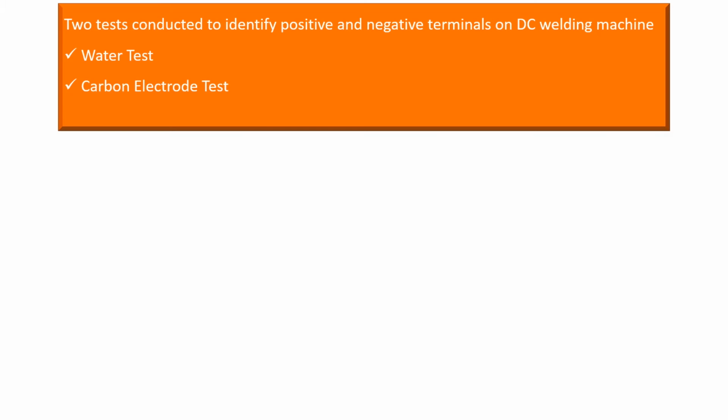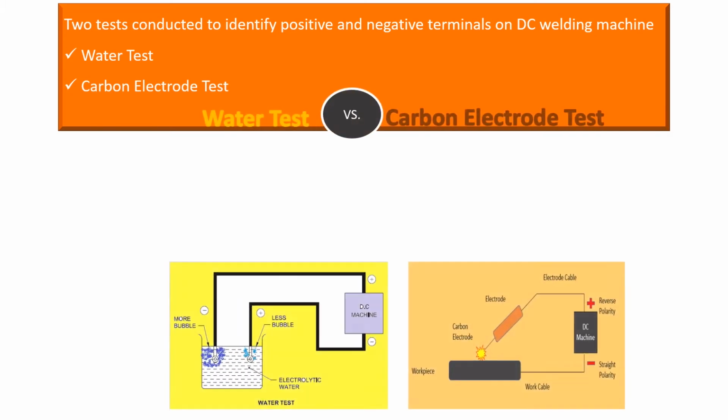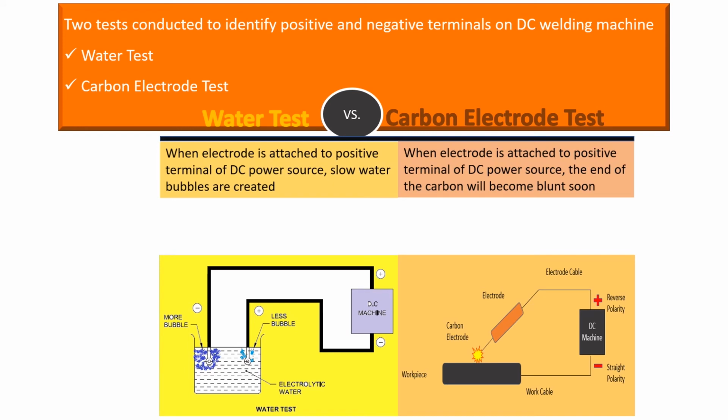First, water test. Second, carbon electrode test. Under the water test, when the electrode is attached to the positive terminal of a DC power source, slow water bubbles are created. While in the carbon electrode test, when an electrode is attached to the positive terminal of a DC power source, the end of the carbon will become blunt soon.